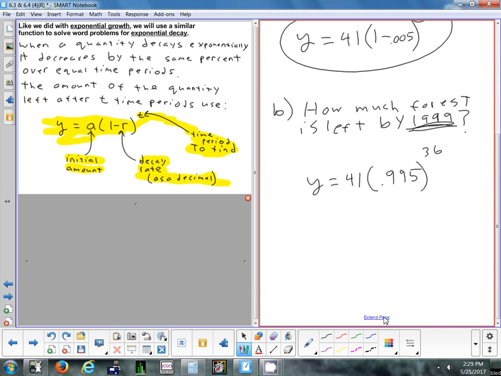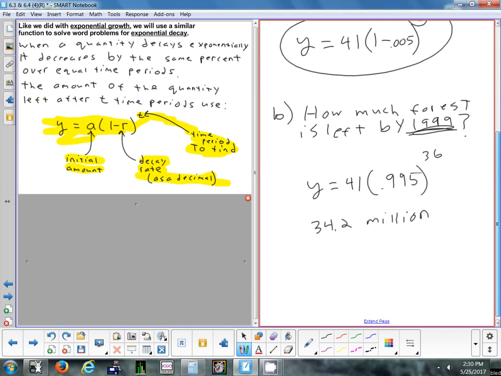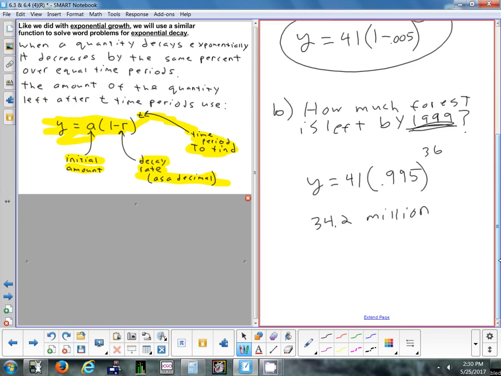34.2 what? No, not 34.2 acres, 34.2 million acres. So remember that 41 wasn't 41 acres, it was 41 million. Okay, so that's assuming we lose the same amount of forest exactly every single year.